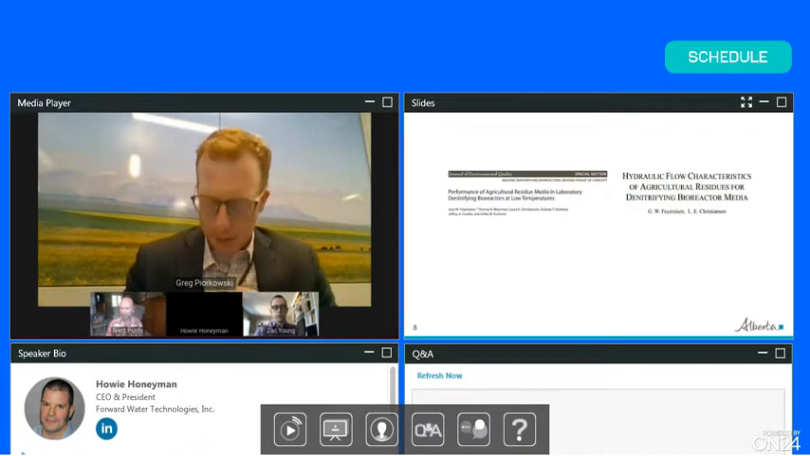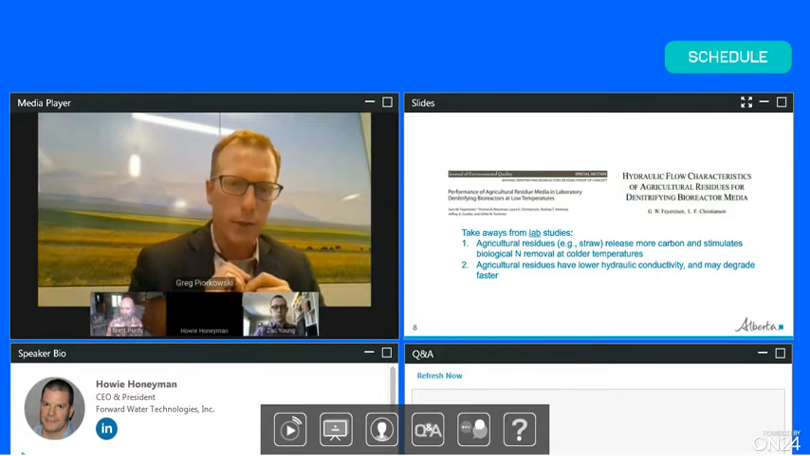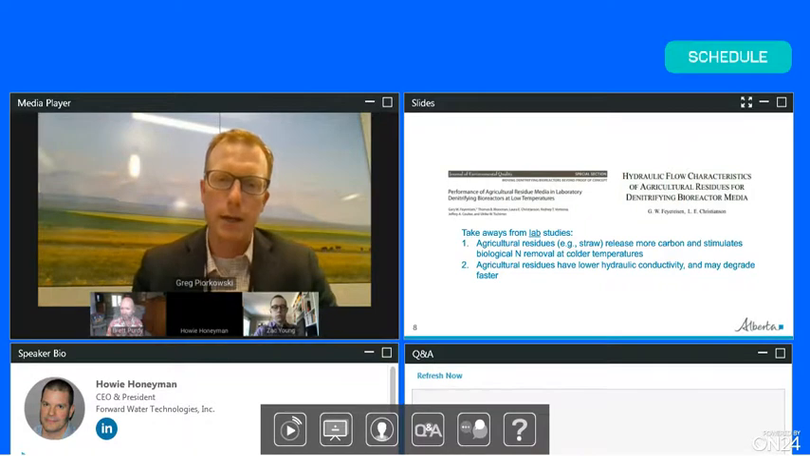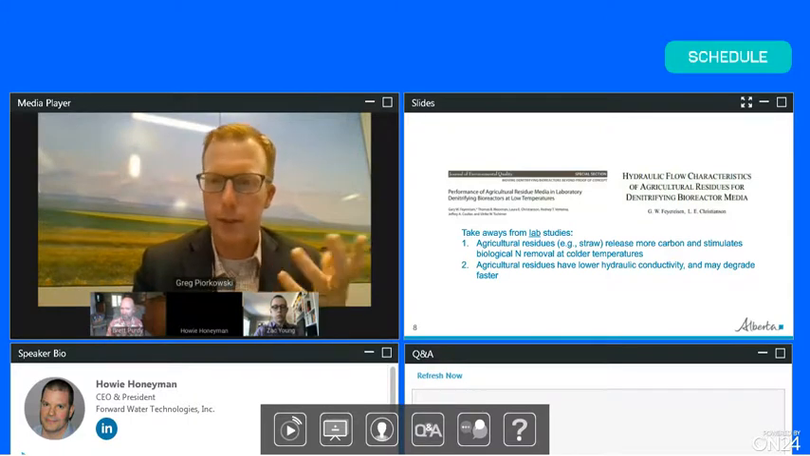Around the question of agricultural residues, there were a couple of lab studies done by Gary Feiereisen at the USDA. He found that agricultural residues do release more carbon, so they do stimulate higher nitrogen removal in colder temperatures, which is a good indication for us. But on the flip side, they do have lower hydraulic conductivity, and they may degrade faster.